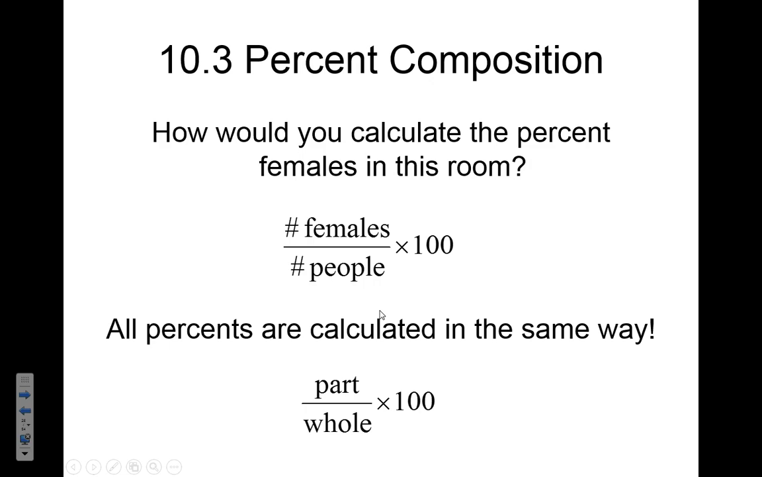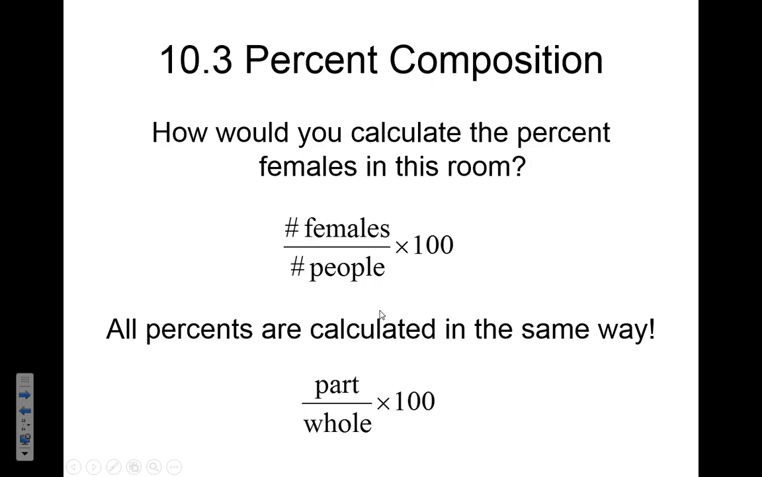Now, all percents are essentially the same. So if we're looking at percent males, percent females, percent anything, it's all fundamentally the same math idea. The part that we're studying divided by the whole thing gets us a per 1 ratio. And to get it to a per 100 ratio, we just multiply by 100. So part over whole times 100 is what all percents are.